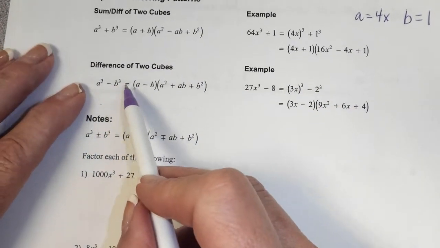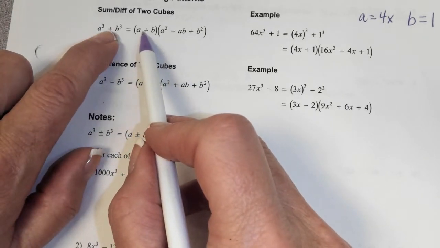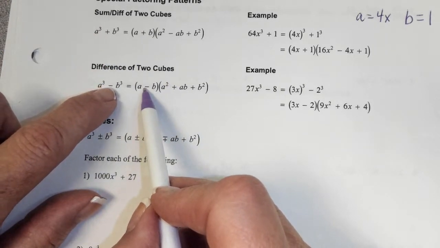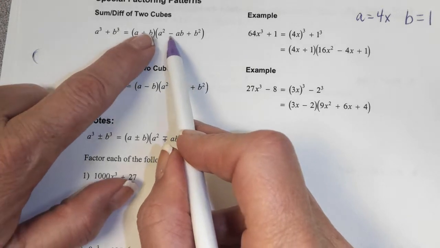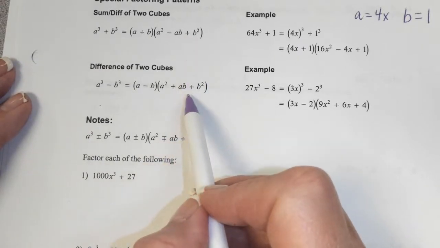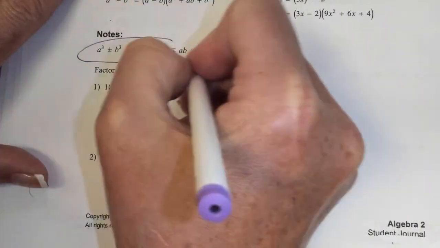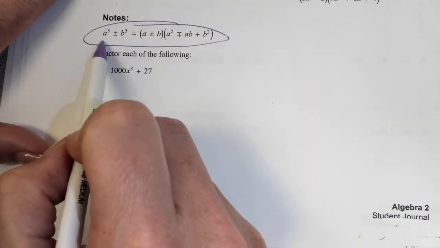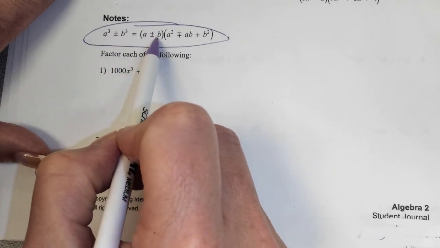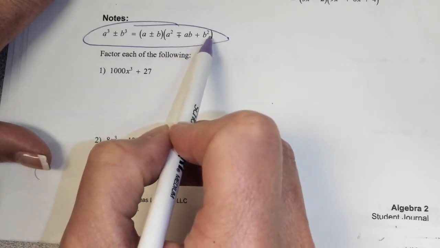With subtraction, it's the same type of thing. The only difference is with the signs. With this first one, the sign always matches the beginning. When it's subtraction, it matches the beginning, but then the second sign is always the opposite of the first. And on both of them, the last term is always positive. Here's a formula that works for both: a cubed plus or minus b cubed is always a plus or minus b, times a squared minus or plus ab, and then plus b squared.